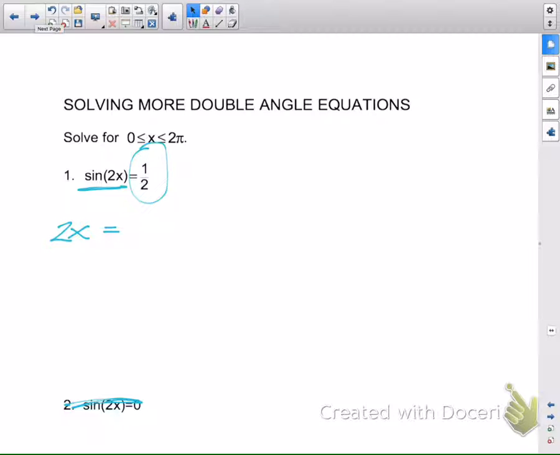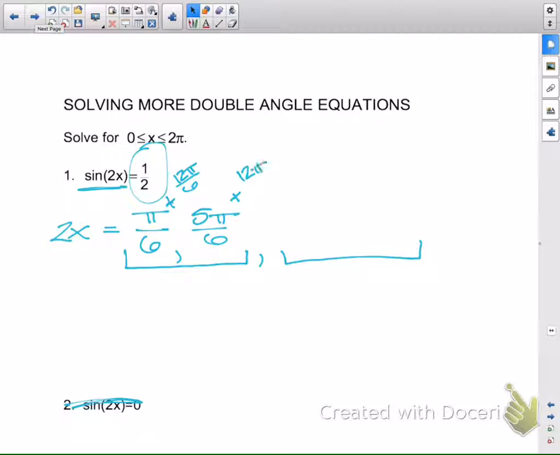2 places. Pi over 6 and 5 pi over 6. Because I know that I'm going to divide by 2, before I ever divide by 2, I say, here's my first rotation around the unit circle. How do I get my second? Add 2 pi to each of my answers. 2 pi in terms of sixths is what? 12 pi over 6. So that's what I'm adding to both of these. So if I add 12 pi over 6 to my first answer, I get 13 pi over 6. And then 17 pi over 6.